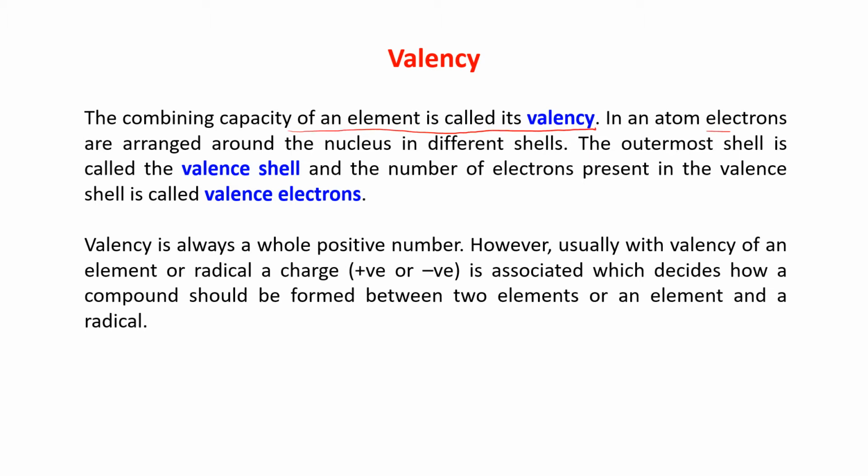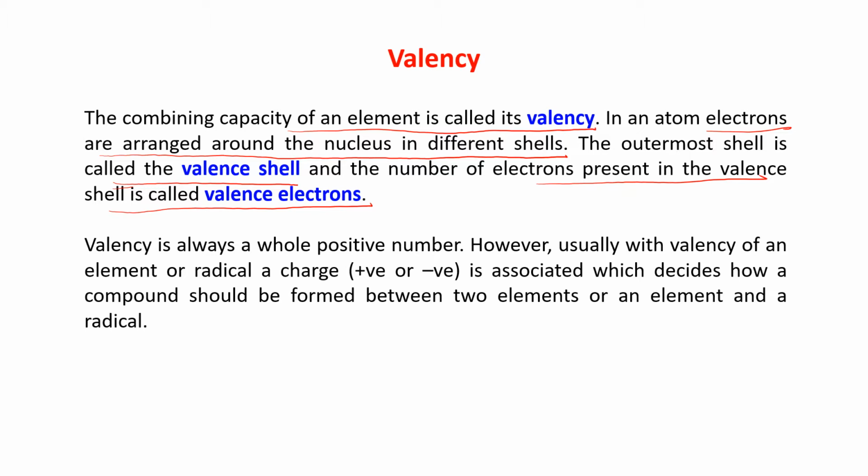In an atom, electrons are arranged around the nucleus in different shells. I already explained this to you. The outermost shell is called the valence shell. And the number of electrons present in the valence shell is called valence electron. Just let me explain it to you.